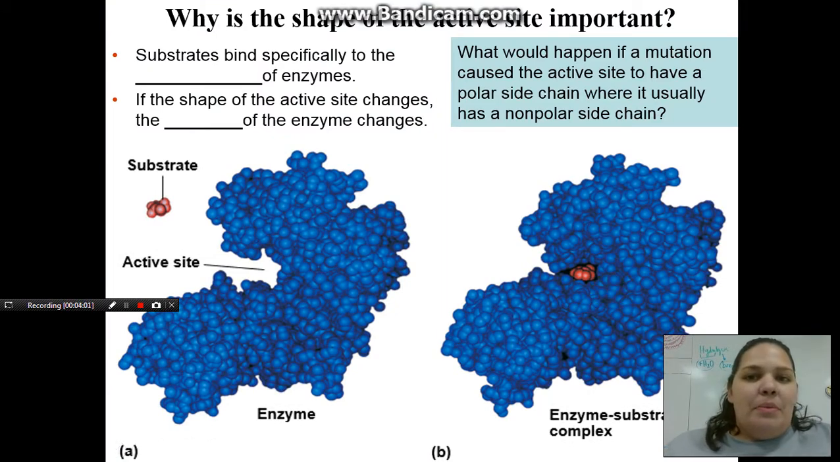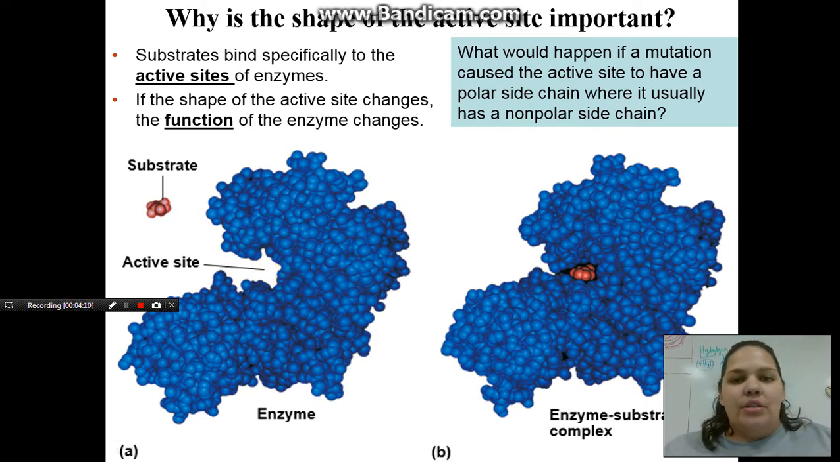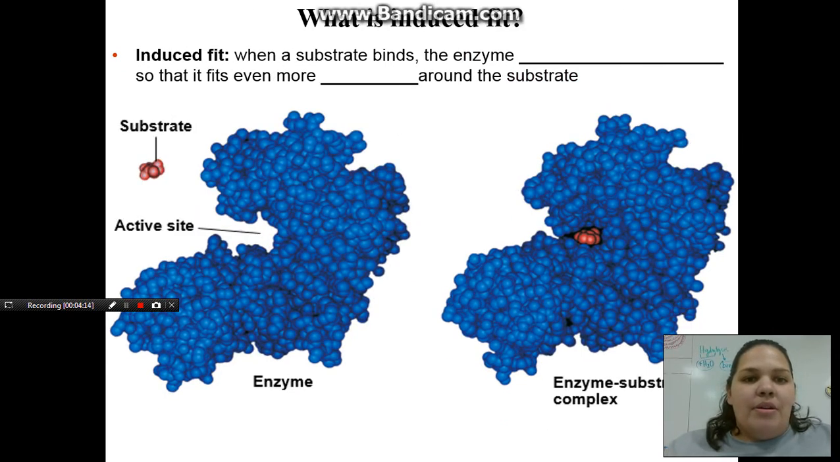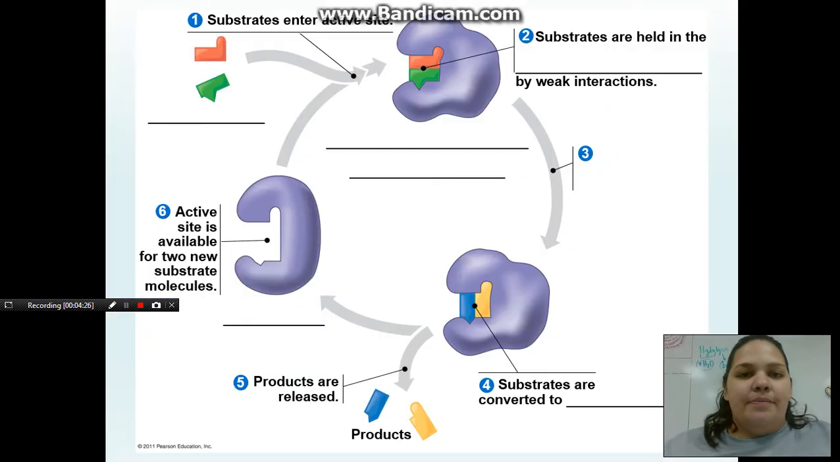So why is the shape of the active site important? Well, substrates bind specifically to active sites. If the shape of the active site changes, the function of the enzyme also changes. So let's talk about induced fit. Induced fit is when a substrate binds and the enzyme changes shape just a little bit. It doesn't change shape crazily, just a little bit, so that it fits even more tightly around the substrate.